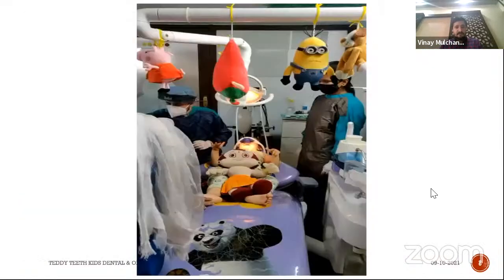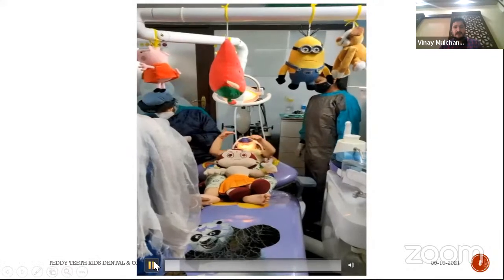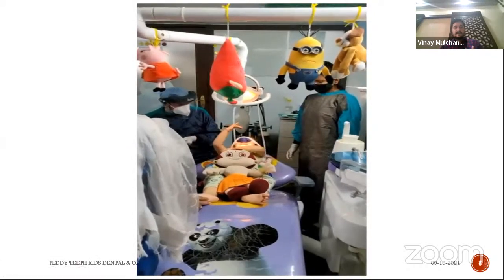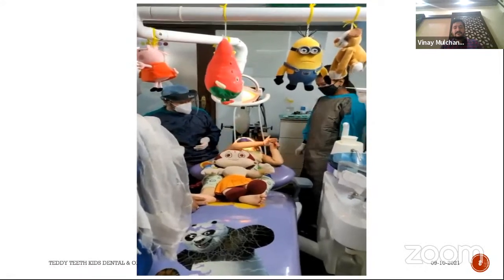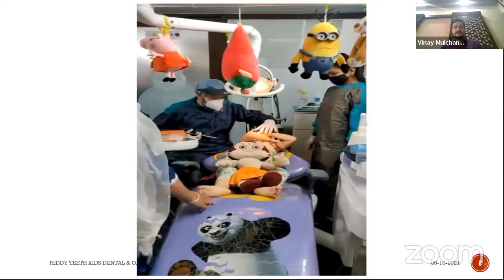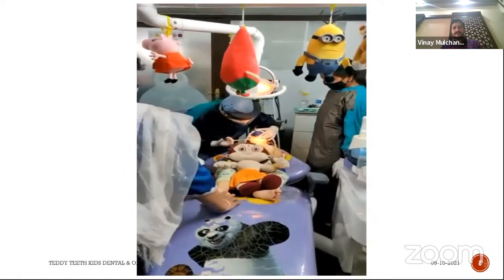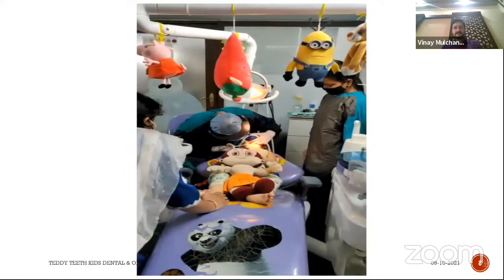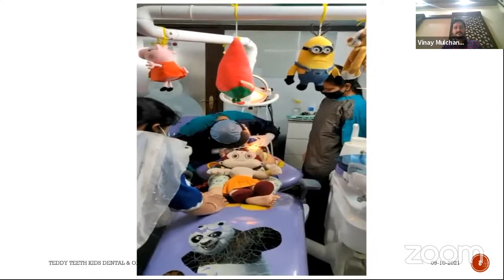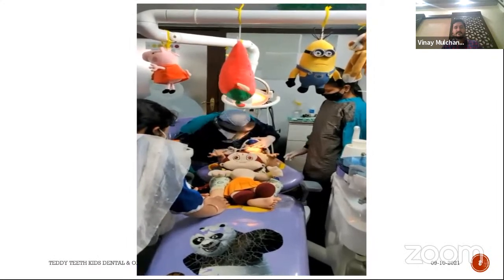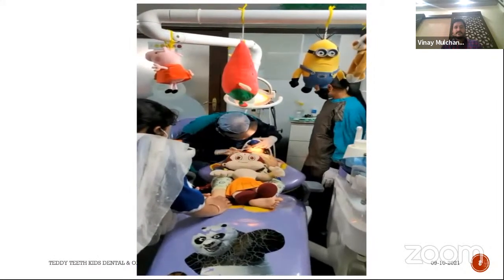And there's a small clip which, if I can play here, shows how a child is having the effect of nitrous oxide, a happy episode where the local anesthesia has been injected. So this entire episode of local anesthesia was completely painless for the child, and this patient is hardly 3.5 years old.